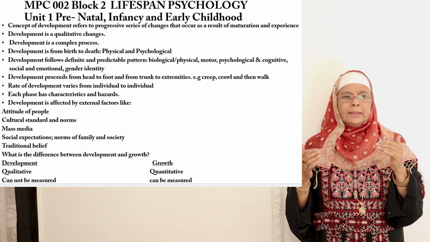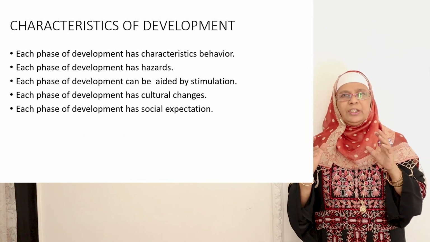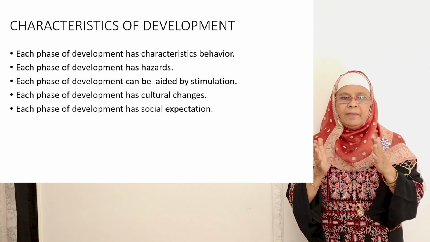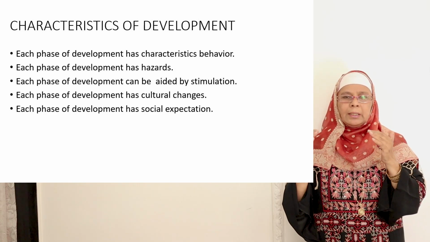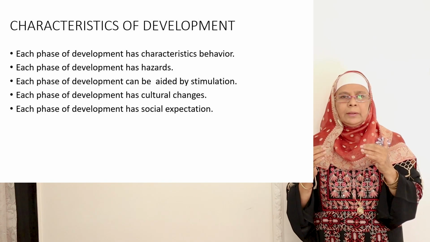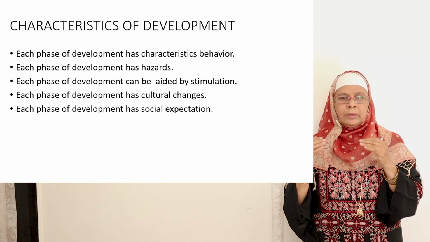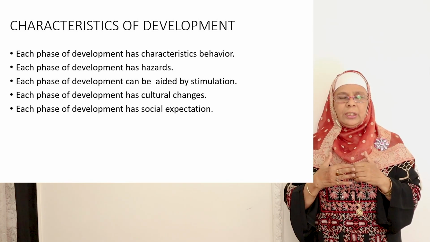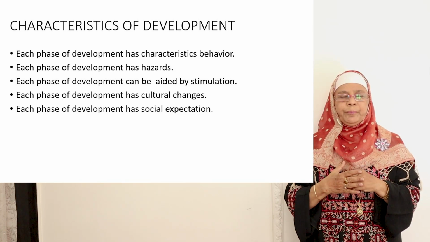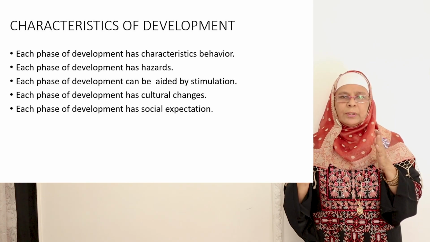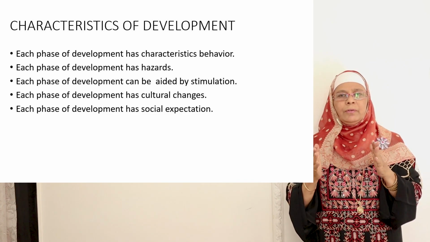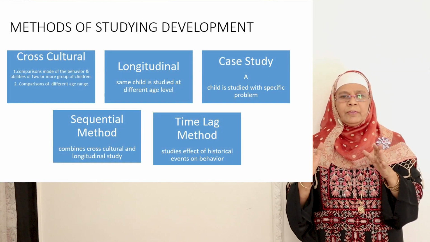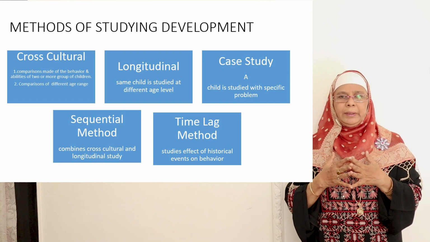There are certain characteristics of development. Each phase has some characteristics. Characteristic behaviors are there. Then there are some hazards. Then there are some aided by stimulation. There are certain cultural changes and social expectations. We also have to study the methods of studying development. There are totally 6 methods of studying development.